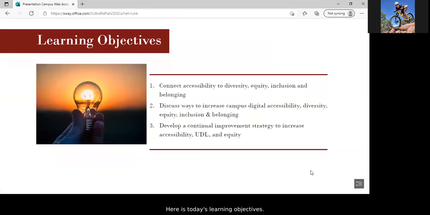Here are today's learning objectives. We want to connect accessibility to diversity, equity, inclusion, and belonging, discuss ways to increase campus digital accessibility, diversity, equity, inclusion, and belonging, and develop a continual improvement strategy to increase accessibility, UDL, and equity.